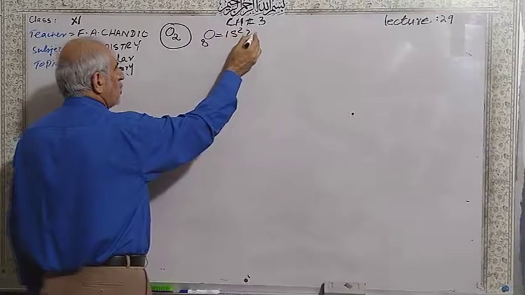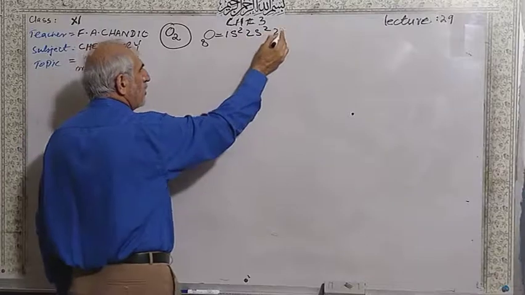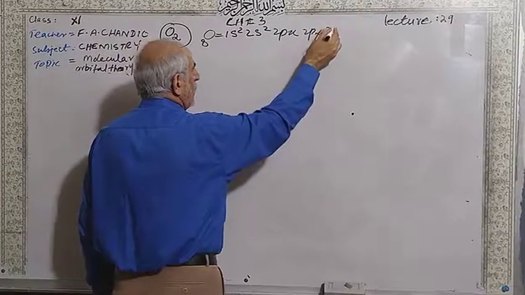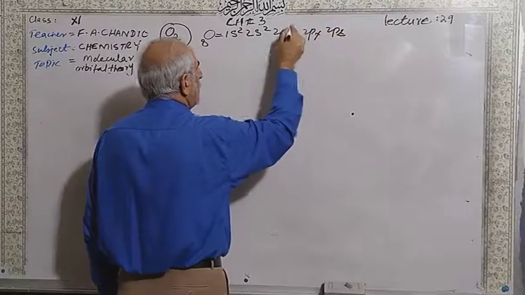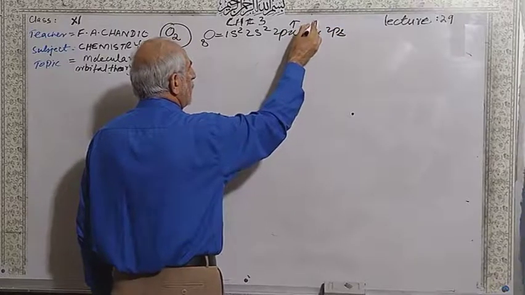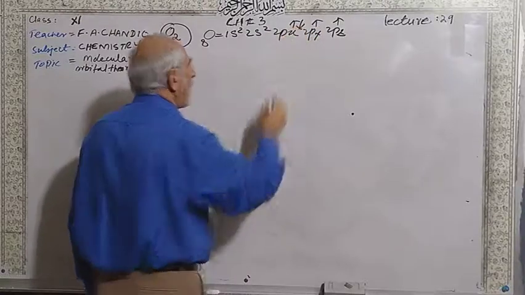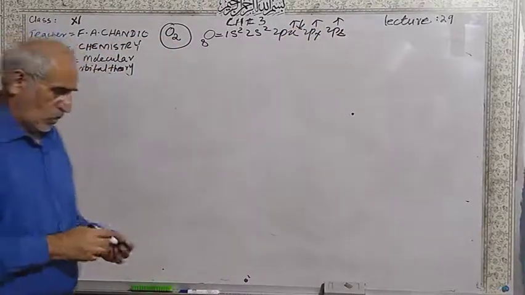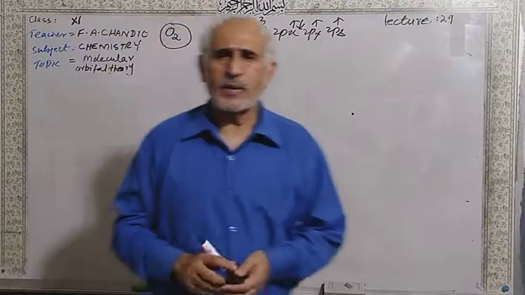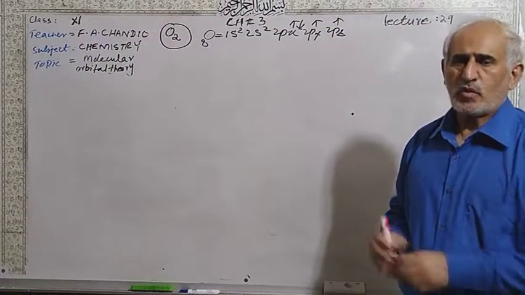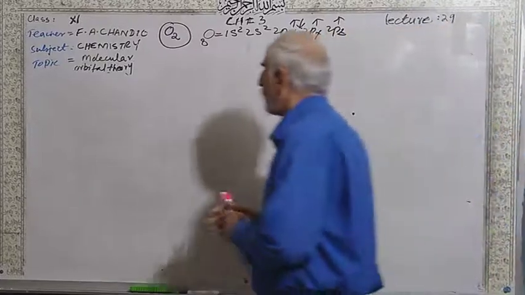1s2, 2s2, 2px, 2py, 2pz. So 4, 3, 7, like this. So there are 4 electrons present in the p. 4 electrons there are. So we will write these 4.